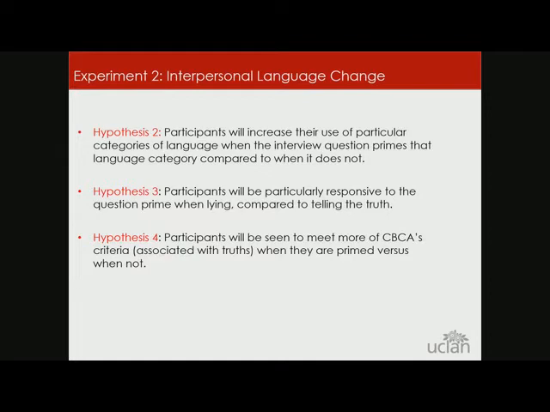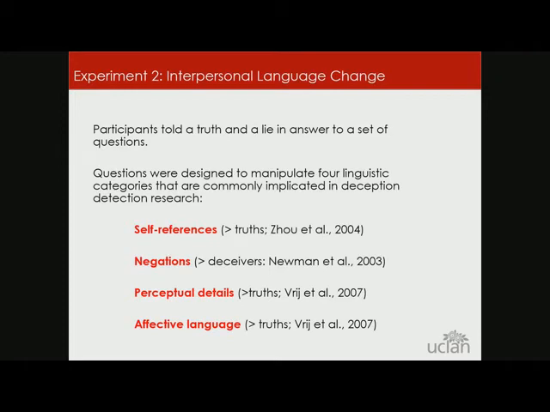Then we added in another hypothesis, which was that when we were changing the interviewer's language and the participant was responding, this would result in more instances of CBCA criteria being present when the interviews were coded later. This is because the language categories that we chose map on to some of the categories that we see in CBCA. So we set up a situation where we had participants tell a truth and a lie in answer to a series of questions. It was a within-participant design.